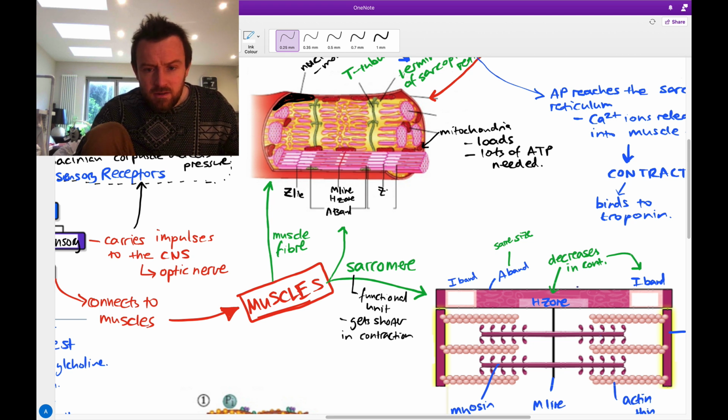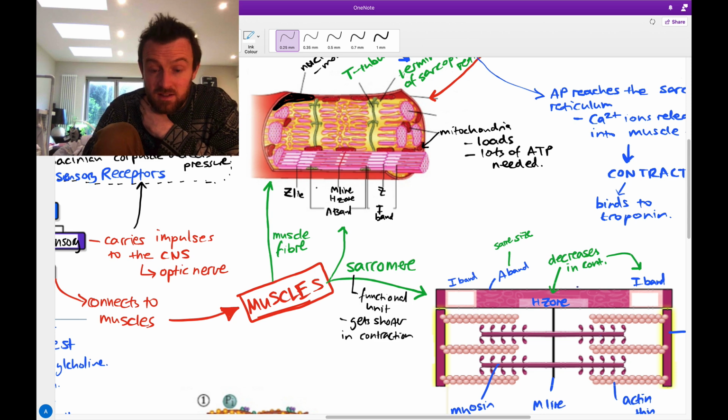That's another Z. And this white bit here is the I band. So the sarcomere is from Z to Z. So I guess we could sort of mark that on here. From Z to Z is the sarcomere.